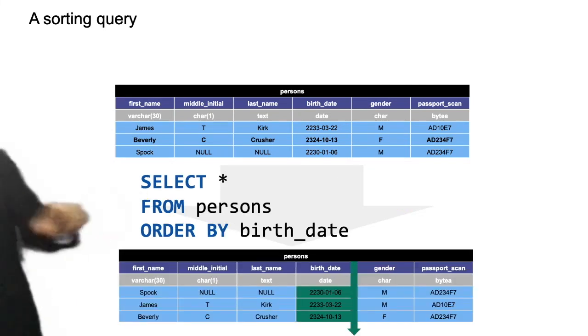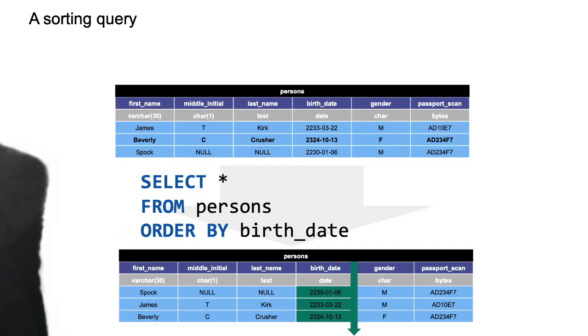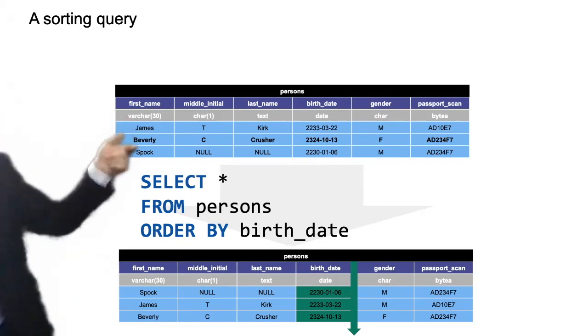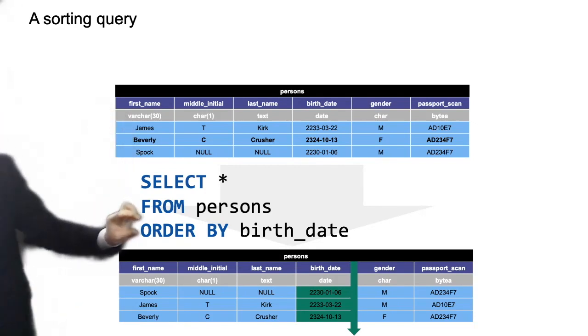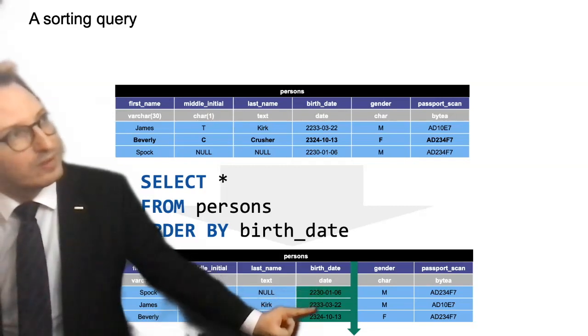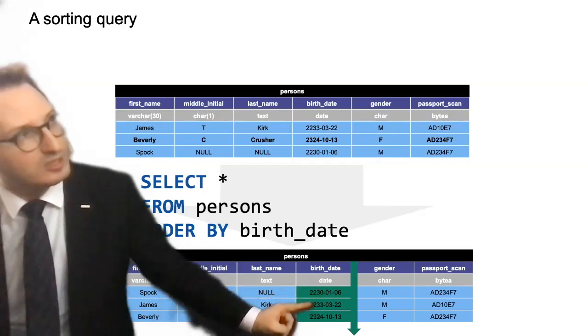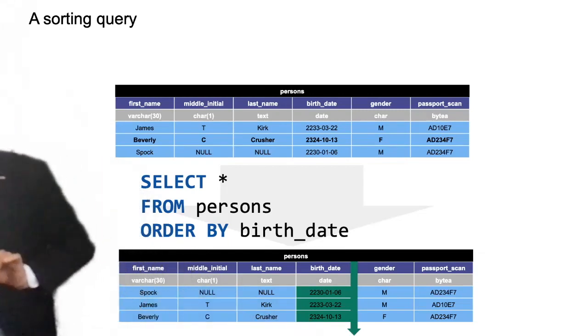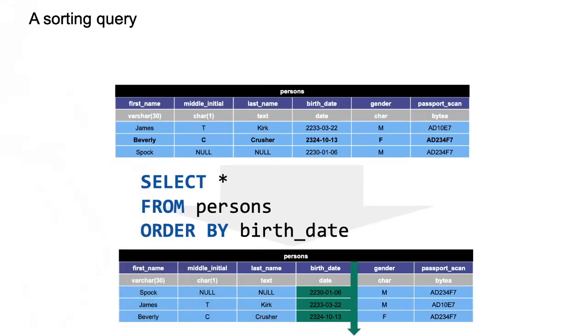Then you can order. This means that you assume an order, right? But this is the case in most relational database systems. PostgreSQL, for example, they do order the rows. So you can say order by birth date, and you see now it's nicely ordered in this way, right? 2230, 2233, 2324. All right, so you can order.